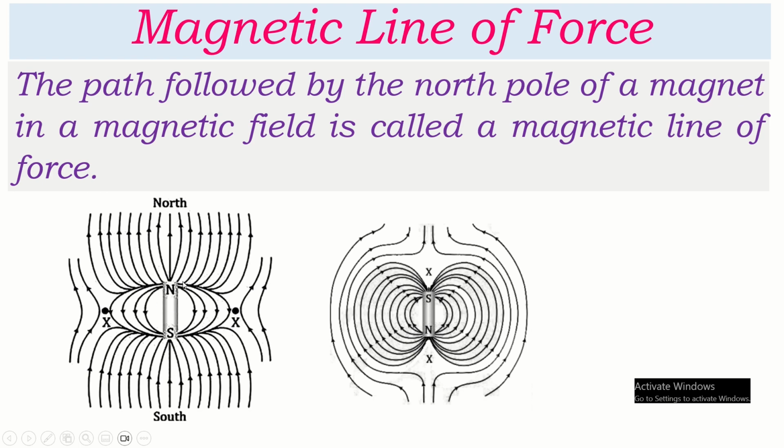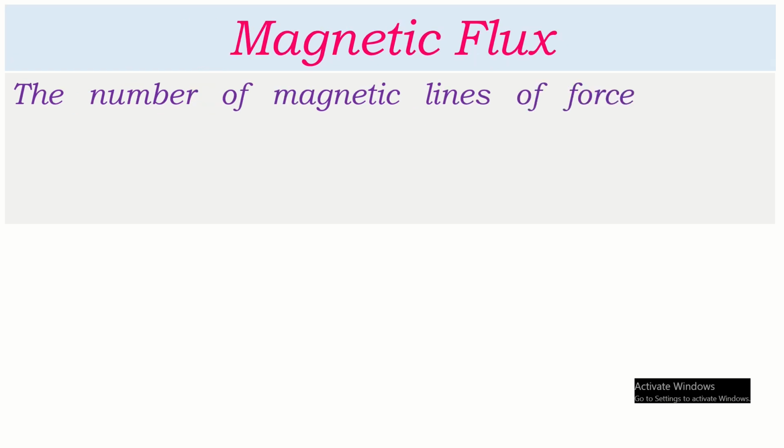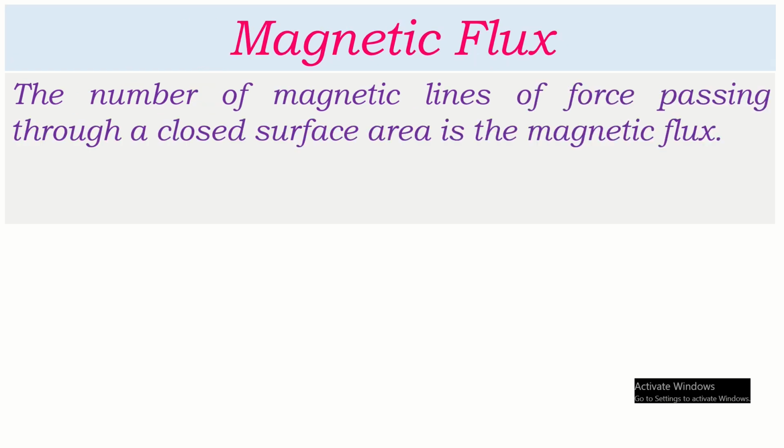If a compass needle is placed at a certain point, then its north pole turns towards a certain direction, and if we point out the direction, then it keeps on showing the direction which can be drawn and is called a magnetic line of force, and actually it is the path followed by the north pole of the magnet in a magnetic field. After the understanding of the magnetic field and magnetic line of force, now we are able to understand magnetic flux. The number of magnetic lines of force passing through a closed surface area is the magnetic flux.